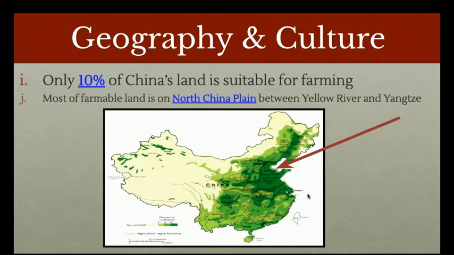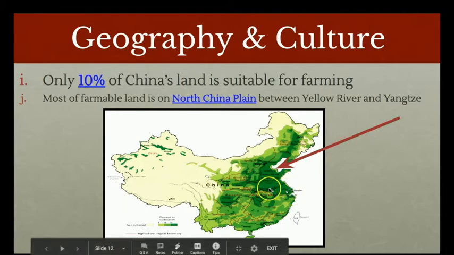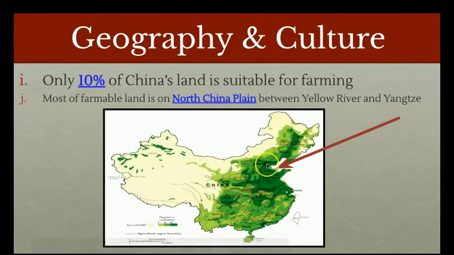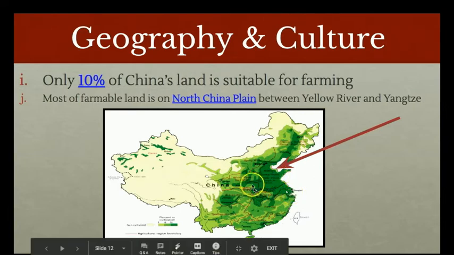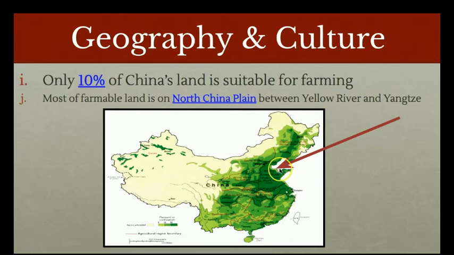So most of the farmable land is on the North China Plain between the Yellow and the Yangtze River. So that's right here, this really, really dark green area. Again, here's two of the biggest cities in the world, Beijing and Shanghai. And so you're talking hundreds of millions of people live right here. So that is an adaptation as well.